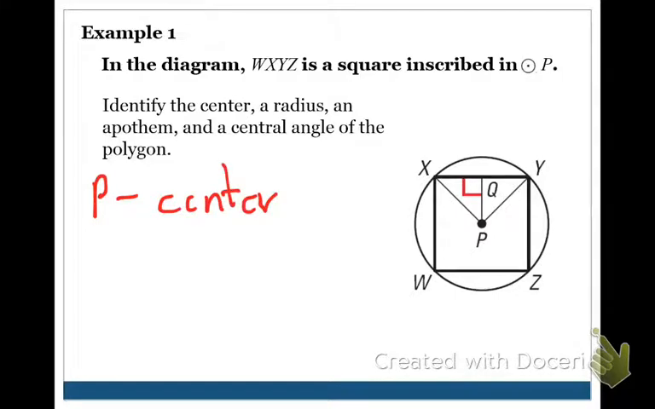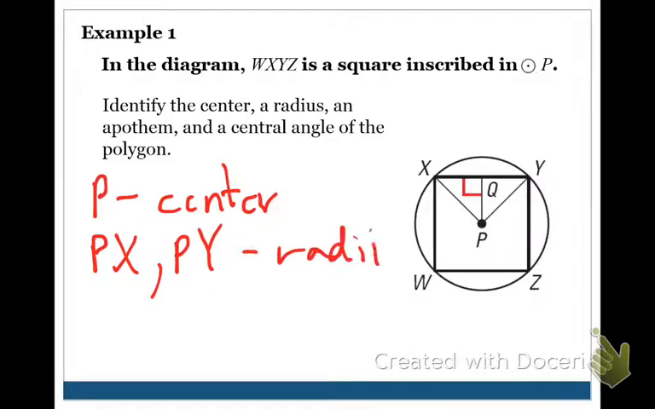Give me a radius. Jacob. PX. PX is a radius. We could also say, what else is a radius, Devin? PY. PX and PY. Radii. All right. Give me an apothem, Eric. Is it XPY? No. QP? QP, yes. QP is the apothem.